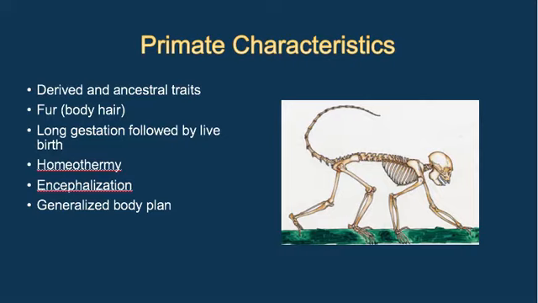The long gestation followed by a live birth is something that is a derived characteristic of primates. Long gestation, especially, not the live birth part. The long gestation issue has to do with the size and complexity of our brains. So as primates, we on average across the board have larger, more complex brains than other types of animals. So the long gestation just means that in utero, that fetus is taking a longer period of time to fully grow and develop. And again, it's an accommodation for developing a large brain.